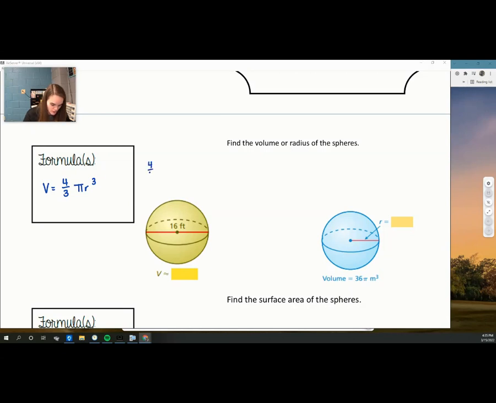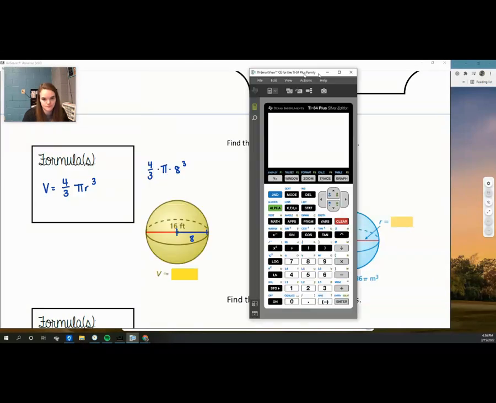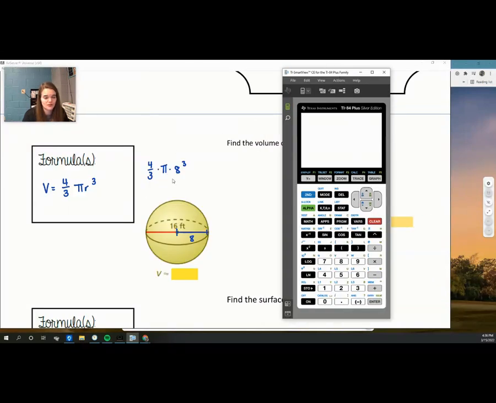So 4/3 times pi times the radius. And the radius here is half of 16, so 8 cubed. Okay, so we're going to type this straight in our calculator because we need to use the pi button, because it does not say round or have 3.14. So alpha y equals enter.